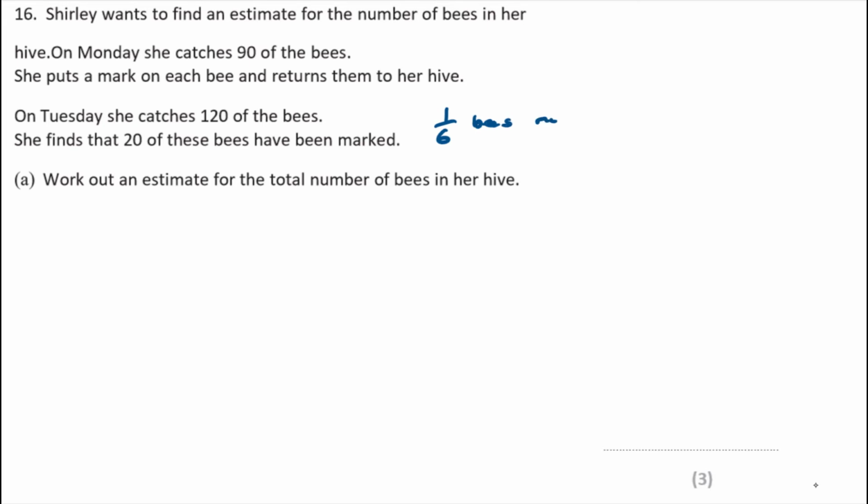Okay, so what you can say there is that 1/6 of the total number of bees, so let's say there are X bees altogether, 1/6 of them is going to be 90. I can equate those. And then rearranging, multiplying both sides by 6, my estimate of X is going to be 90 lots of 6, isn't it? What's 6 times 90? That's 54 with a 0 on the end, 540. So I reckon there must be about 540 bees in the hive.